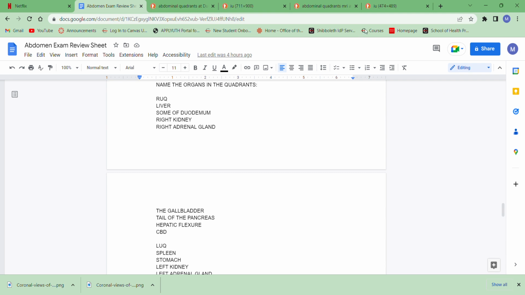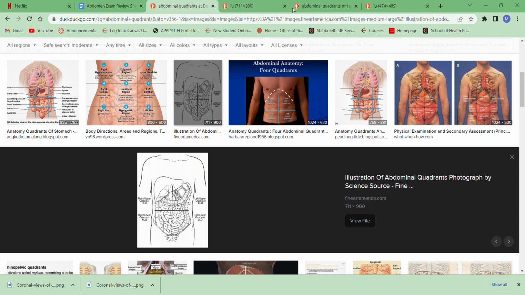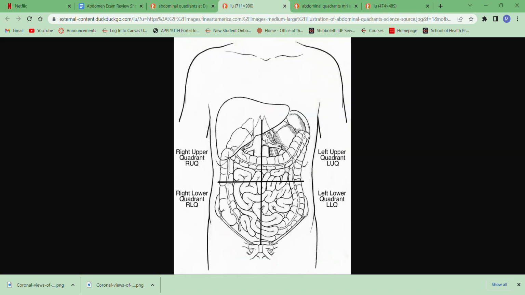Organs in the quadrants. So, the abdomen is very often divided into quadrants. So you have your right upper quadrant, right lower quadrant, left upper quadrant, and then the left lower quadrant. So the belly button is roughly here, and this is the mid-sagittal plane, okay? So just keep that in mind, and that's the pubic symphysis.